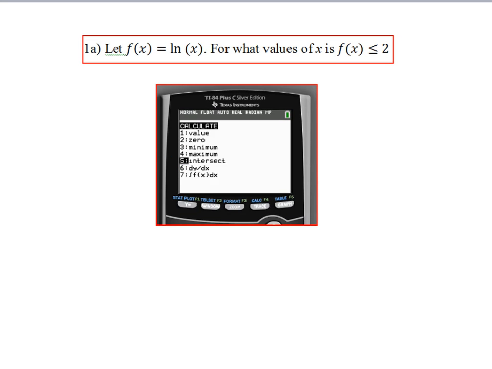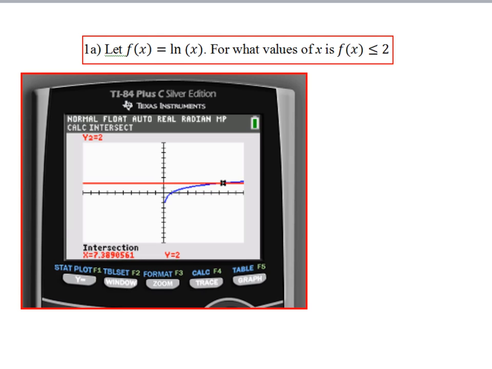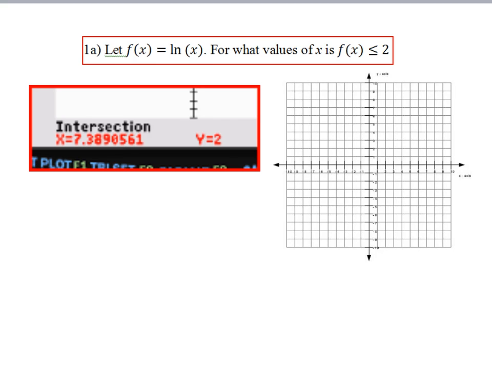Once I do that, I'm going to hit second trace to get to this calculator menu, and I'm going to select intersect, because what I'm trying to find is, here's the natural log and it's curving around like this, and here is where y equals 2, and what I want to find is this exact intersection point. So once I hit 5, my calculator is going to come to this screen, and if I hit enter 3 times, I'm going to find out the exact intersection point where y equals 2 is x equals 7.389.